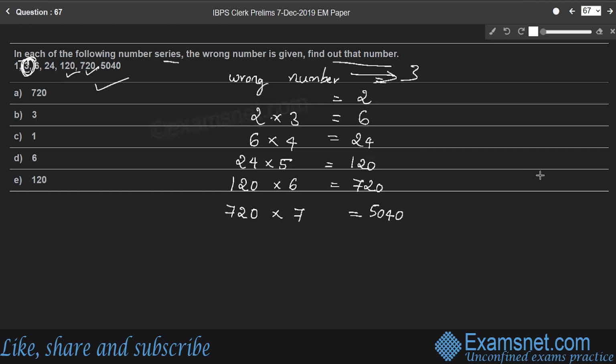The wrong number is 3. Instead of 3, the number has to be 2. So looking at the options, option B is the right answer, where 3 is the wrong number.